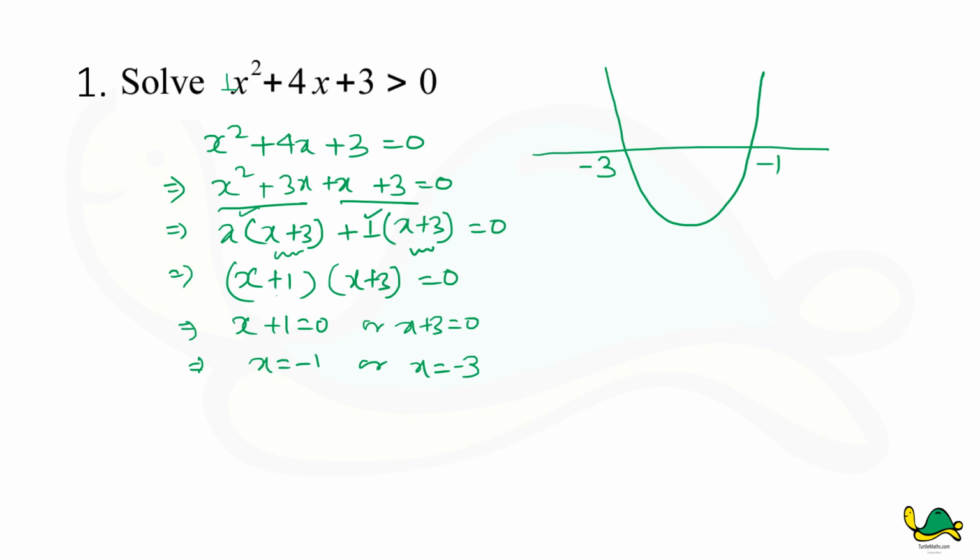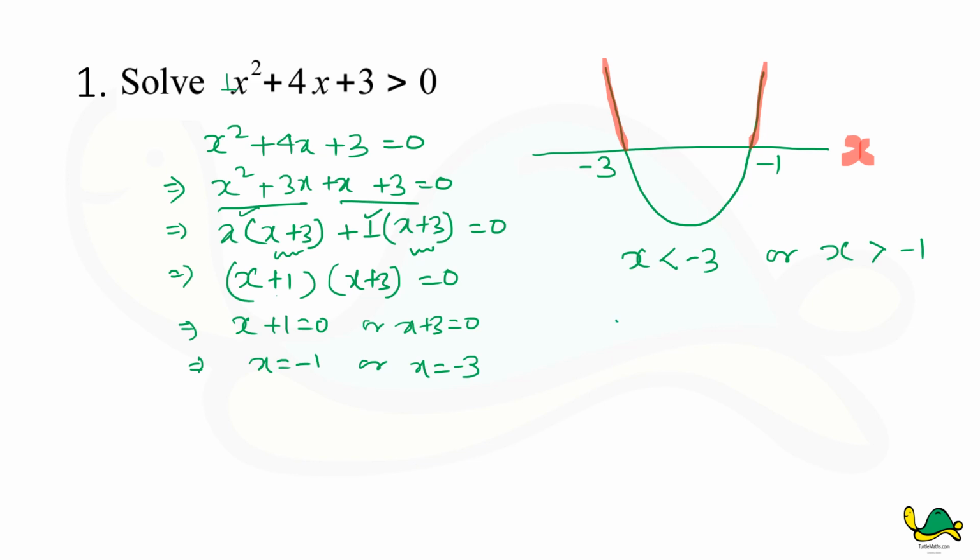And we are asked to get that part which is greater than 0. So this is my x-axis, and greater than 0 is going to be this region and this region. So what does that mean? It means that I can take x less than negative 3 or x greater than negative 1.